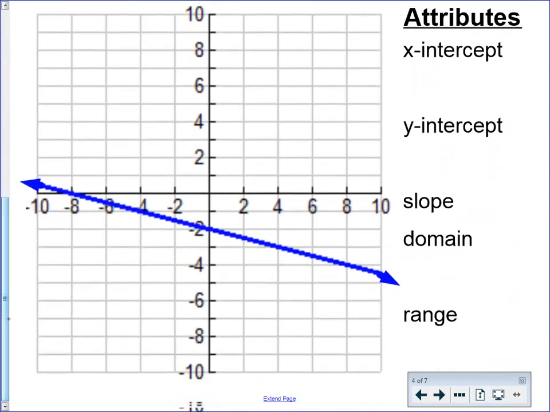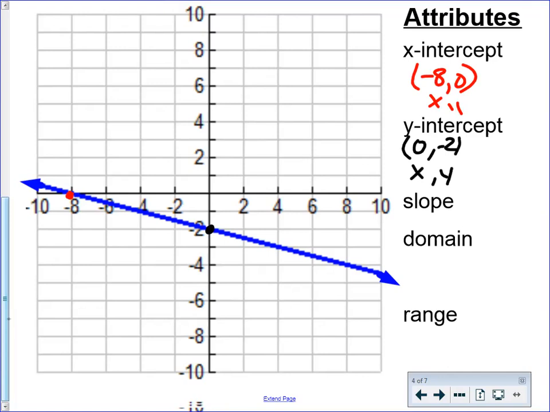Pause the video, see if you can get these attributes before I do. All right, so my x-intercept is -8, so I have to write it as 0. Nope, wrong way. Make sure you're putting your x's first. So I need to write it as -8, 0. Okay, always x first, y second. All right, now my y-intercept. My y-intercept is -2. X, y. My x is 0. My y is -2.